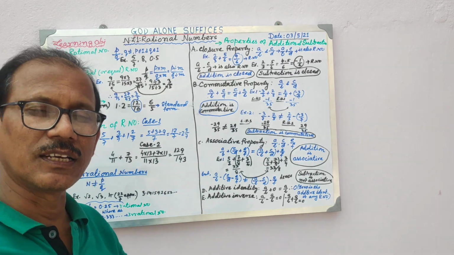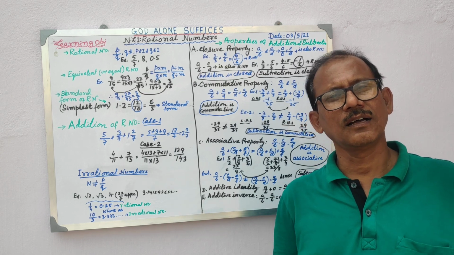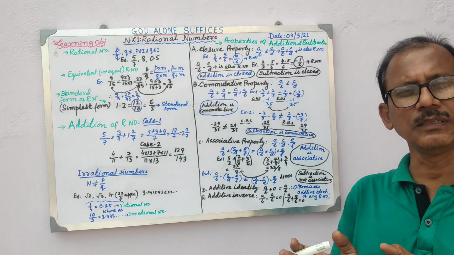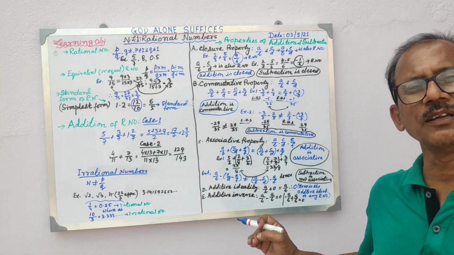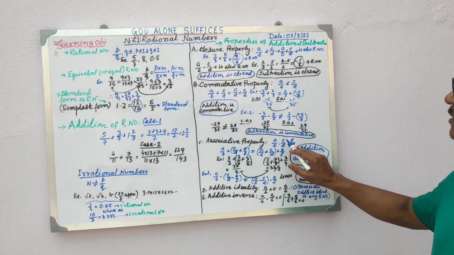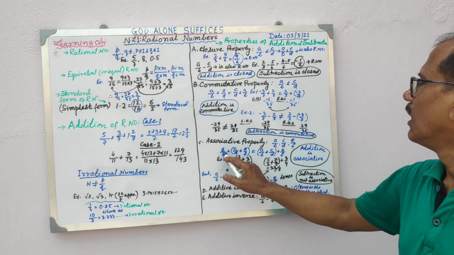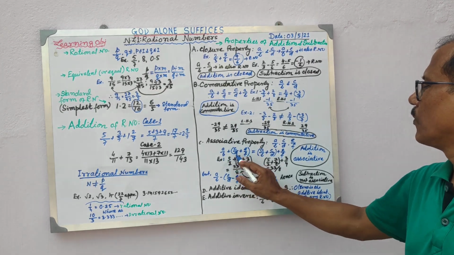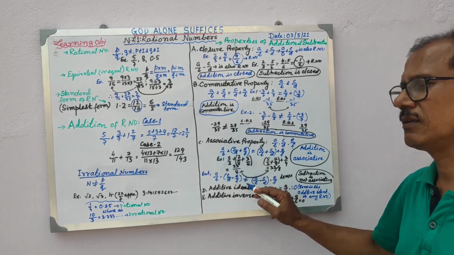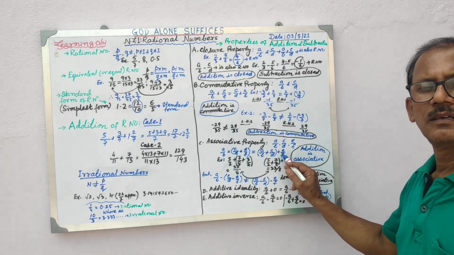Associative property means, as you have learned in the case of whole numbers, a plus b plus c: if you find the sum of b and c and add it to a, or if you add a with b and then add the sum with c, the result will be the same. That is the same in this case also. a by b, c by d and e by f, three rational numbers. If you add a by b to the sum of c by d plus e by f, that will be the same as the sum of a by b plus c by d, added to e by f.